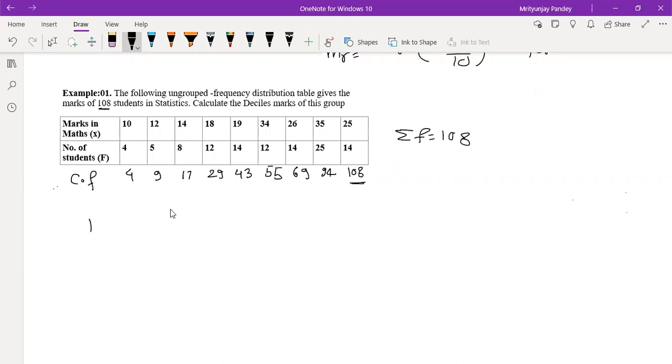फर्स्ट ऑफ ऑल राइट द फॉर्मूला ऑफ डी आर. Yes, व्हाट इज द फॉर्मूला? r into n 1/10 upon 10. So now first one, D1 term, 1 into 108 by 10. Tell me what is the answer?